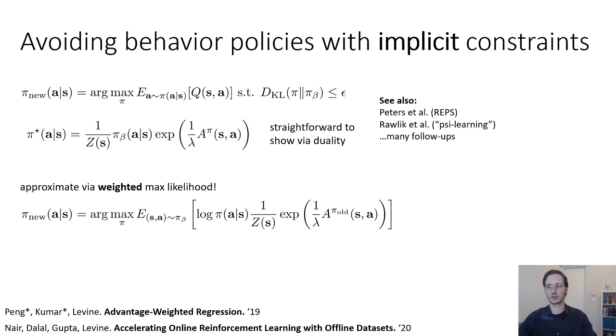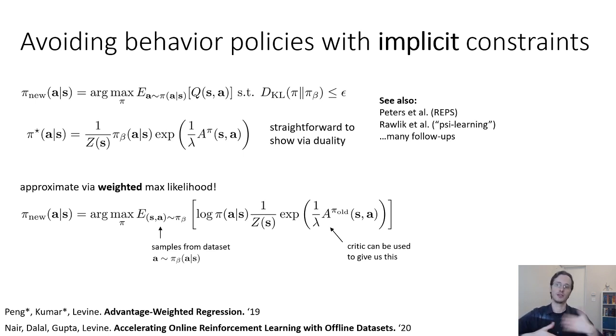And the cool thing about this expression now is that pi beta only shows up as the distribution in the expectation. So even though you need pi beta for this, in reality all you actually need is samples from pi beta, which means that you do not need to actually know the distribution pi beta. And samples from pi beta, that's exactly what our dataset is composed of. So we no longer need to estimate the behavior policy, we just need samples from it, and our dataset already contains those. And of course the advantage we get from our critic. So you could imagine an actor-critic algorithm which updates the critic to get the advantages and then updates the policy using this weighted maximum likelihood expression.